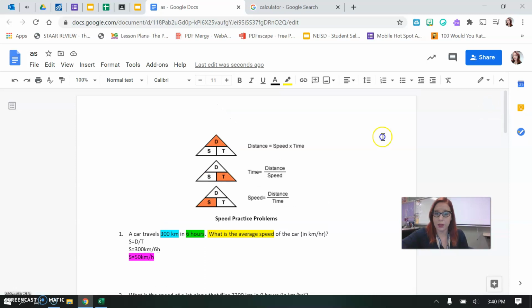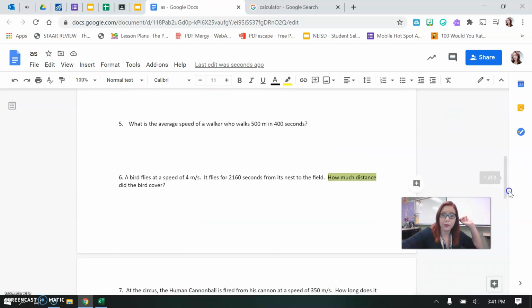So we're going to go up, and it says here, distance is speed multiplied by time. That's the first thing you want to do, write down your formula. The distance equals speed multiplied by time. So we have our formula, and now you need to insert the information into your formula. You have to decide which of these is time, 4 or 2,160, and which one's the speed.